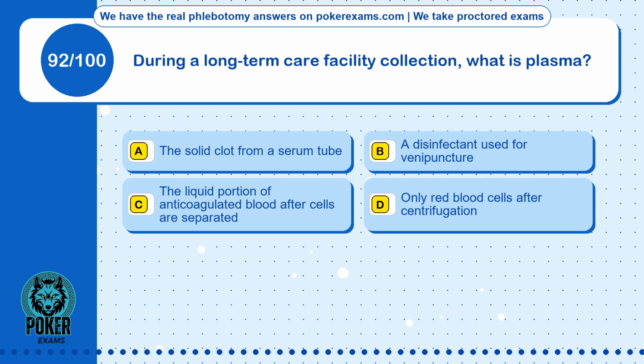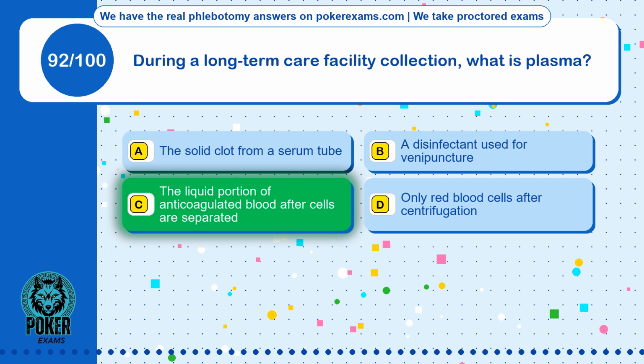Question 92. During a long-term care facility collection, what is plasma? Option A. The solid clot from a serum tube. Option B. A disinfectant used for venipuncture. Option C. The liquid portion of anticoagulated blood after cells are separated. Option D. Only red blood cells after centrifugation.